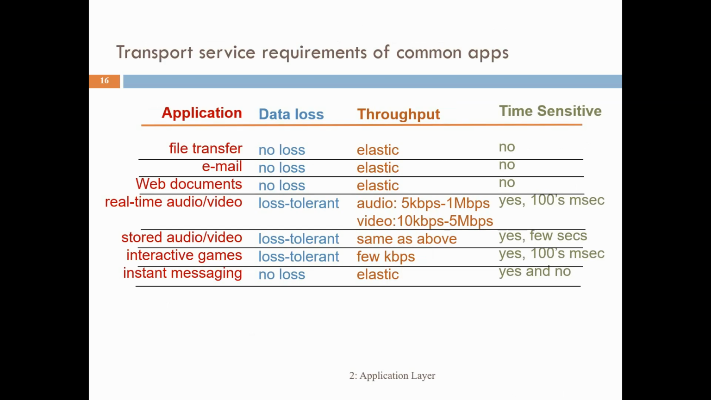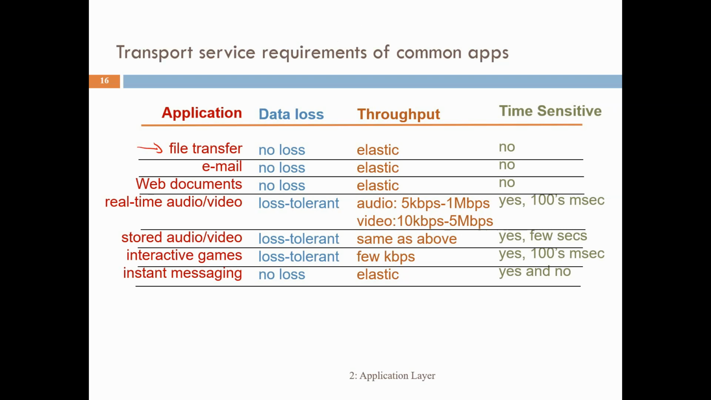This table here shows what some applications may require in terms of some of these services. For example, a file transfer application will typically require no data loss. That means the file cannot actually be delivered with errors. It probably will have no strict requirements on throughput and delay. That means it can tolerate small throughput and it can tolerate longer delays.